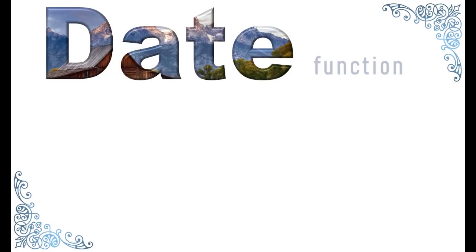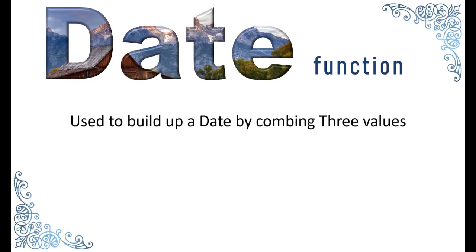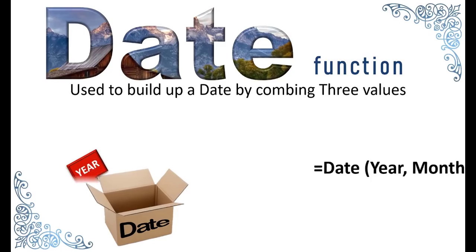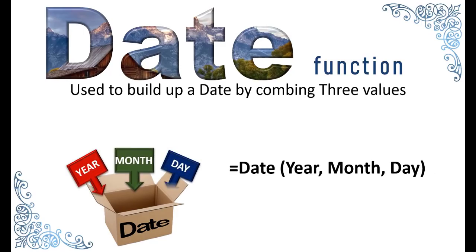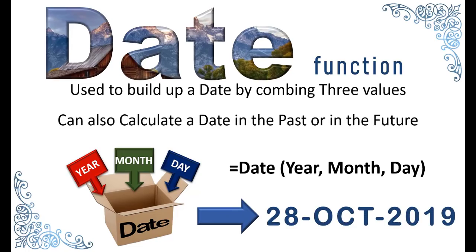The date function is used to build up any date by combining three values: a year, a month, and a day. The date function will then return a calendar day. We can add to or subtract from any one of the arguments to return a date in the past or in the future.